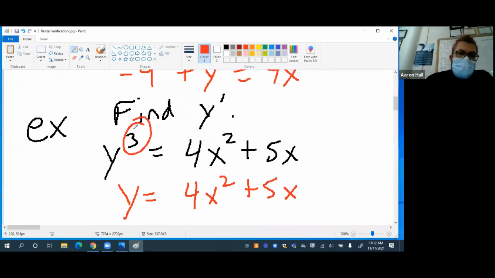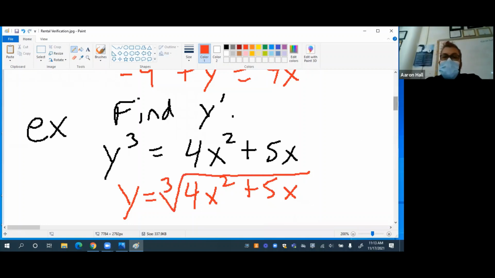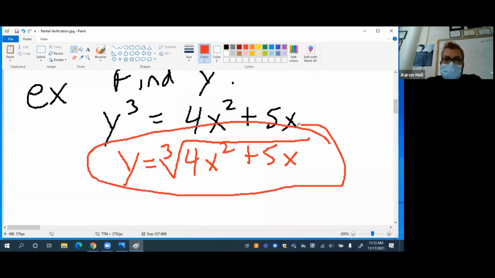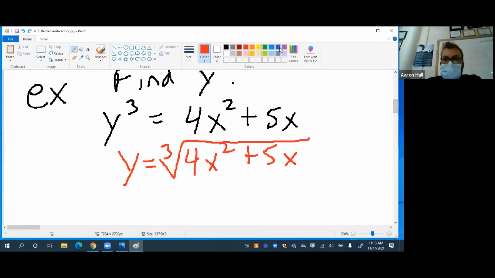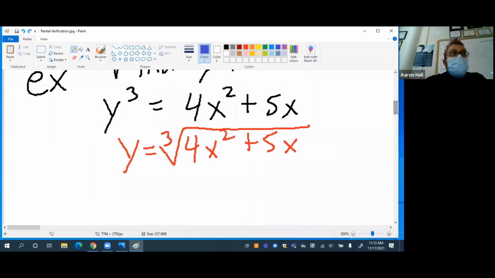The inverse of cubed is a cube root. So how would I find the derivative of this? Well, we'll just rewrite it. Okay, this is the question, yes.